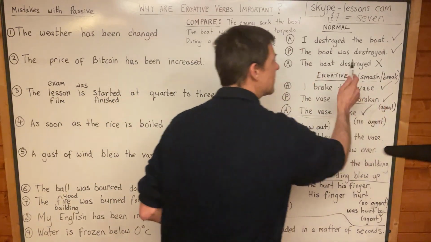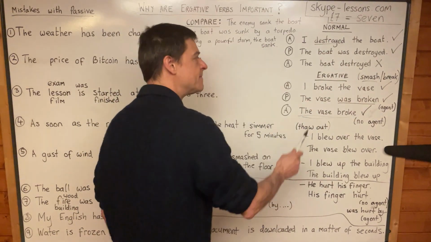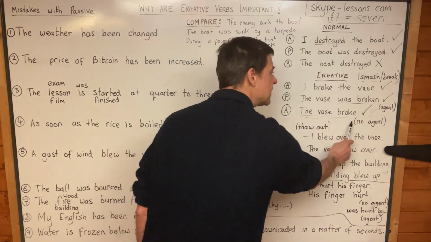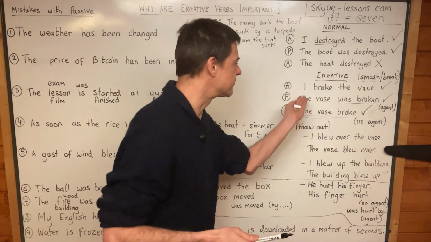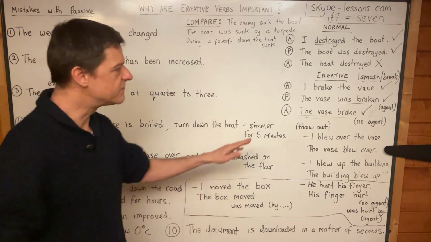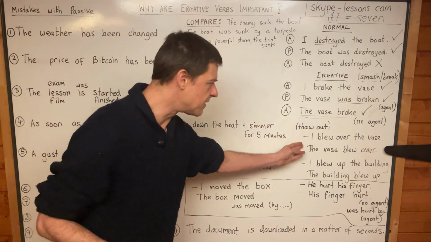Let me show you it with another one like smash. Yeah, it doesn't work with destroyed, but it does work with smash. I smashed the vase. The vase was smashed. The vase smashed. Yeah, and so these breaking verbs, I cracked the vase. The vase was cracked. The vase cracked. These breaking verbs very often are ergative. Okay, let's look at a few more examples.